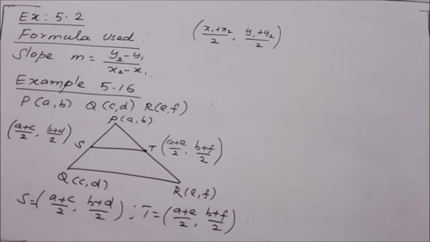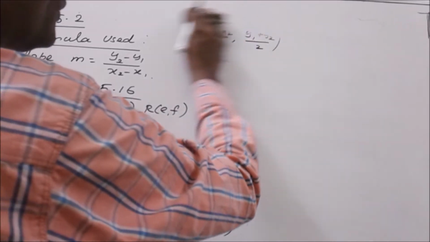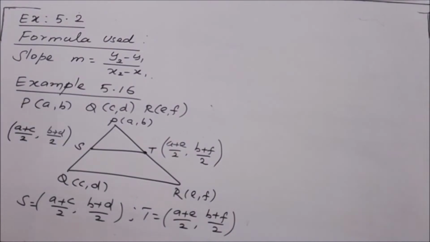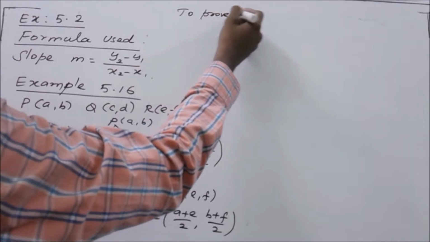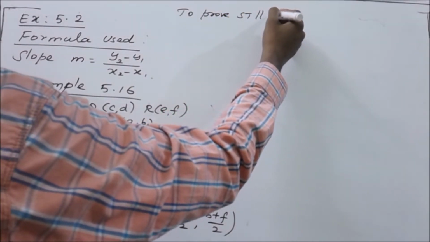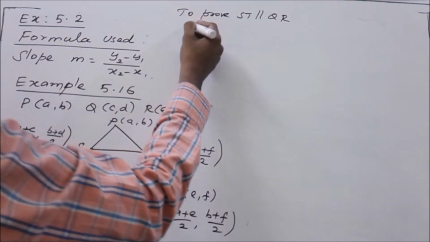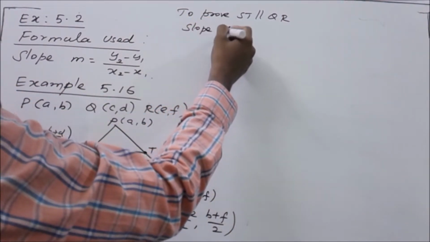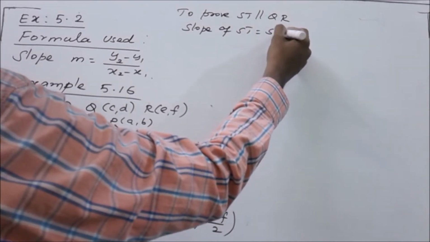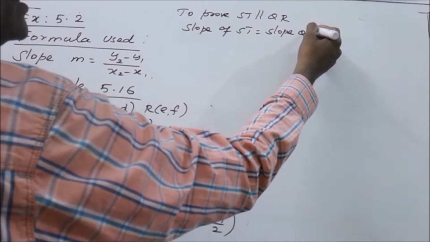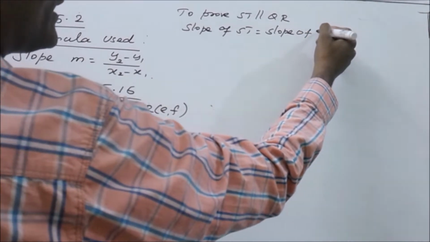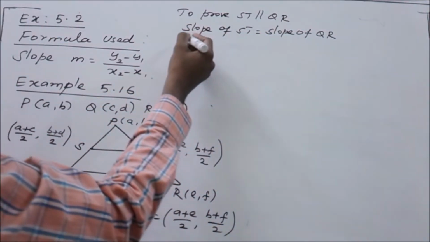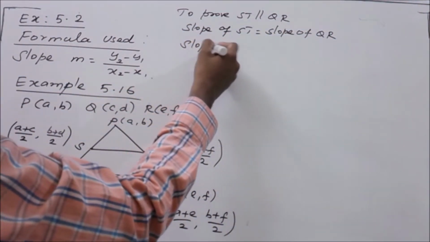Okay. Now we should show ST and QR are parallel. If ST is parallel to QR, the lines are parallel, so the slopes are equal. So to prove ST parallel to QR, which means slope of ST equal to slope of QR. Both the lines are parallel. So find the slope of ST.